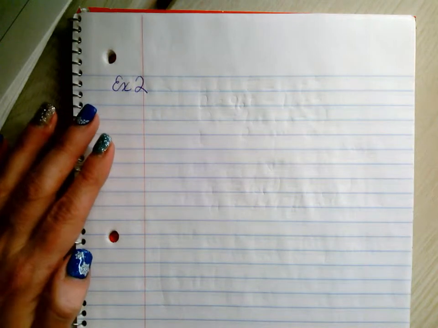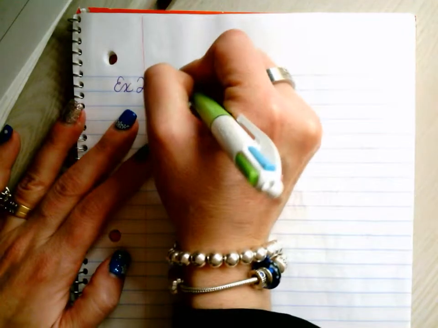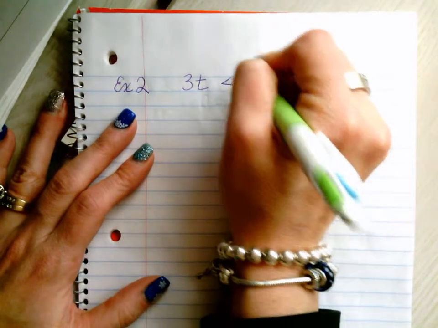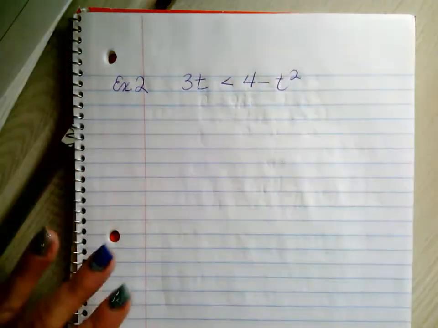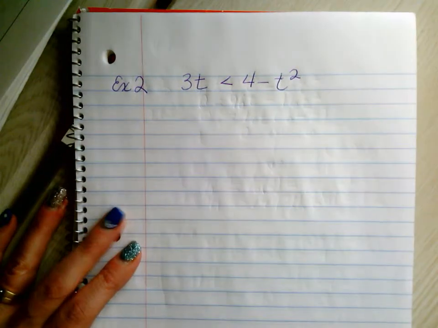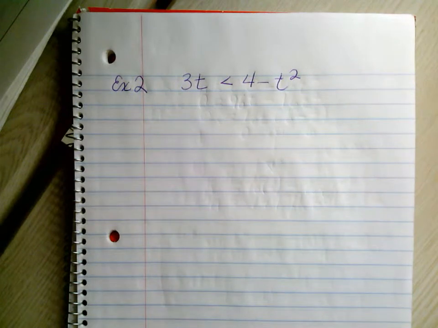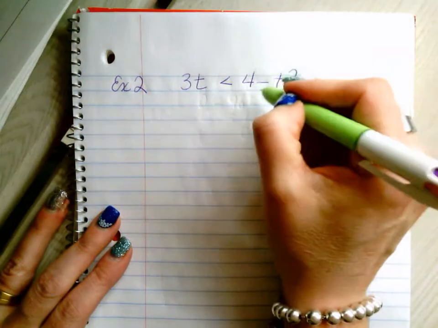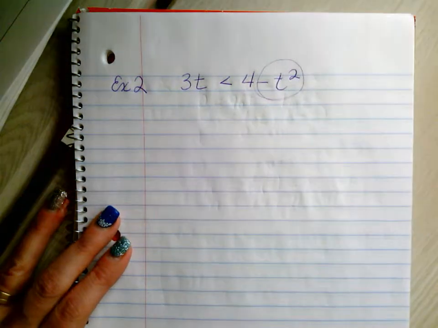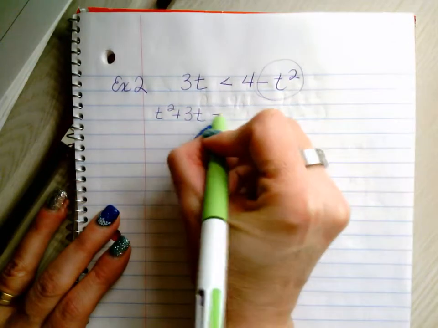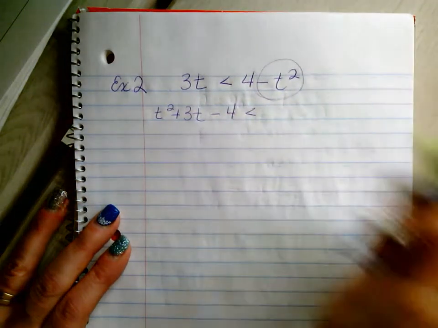Find and graph. 3t is less than 4 minus t squared. Before you really start thinking about this, let's collect everything so that we have all of our numbers on one side and the 0 on the other. When you can, you always want your squared to be positive. T squared plus 3t minus 4 is greater than 0.